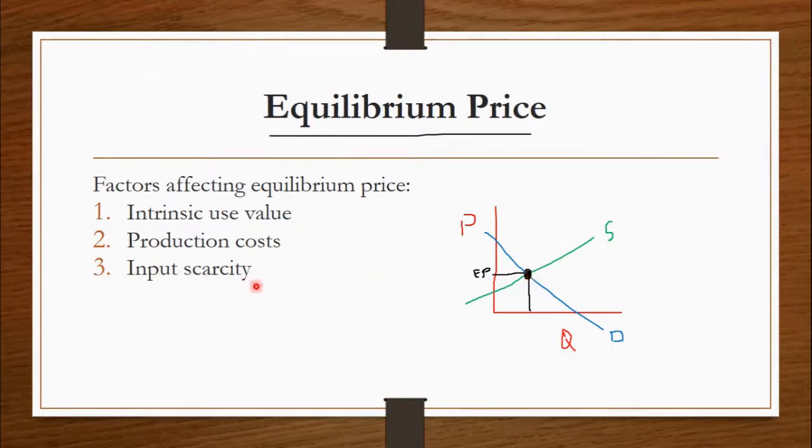And then another is input scarcity. This time there is a shortage in your raw materials, right? Since you have few raw materials, you can only make a little. Thus again causing a shift to your equilibrium price. So those are some of the factors that can affect your equilibrium price.